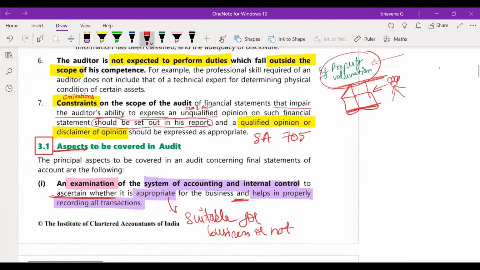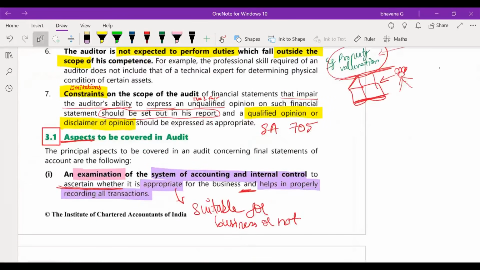Okay. Seventh point, they tell you about constraints on the scope of audit. Suppose there are a few limitations because of which I will not be able to do the audit as much as I actually had to do.